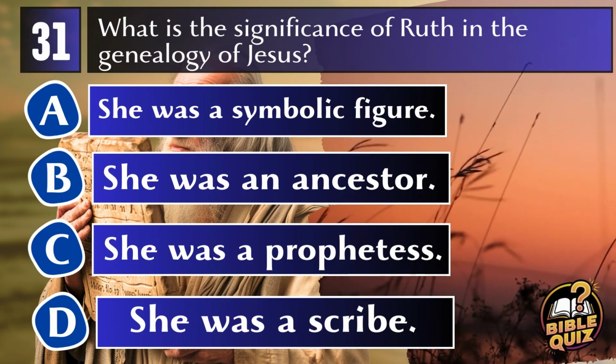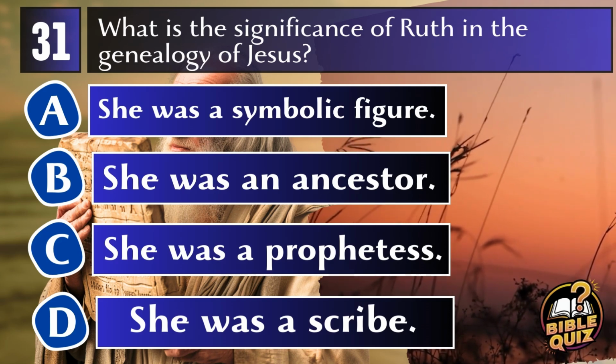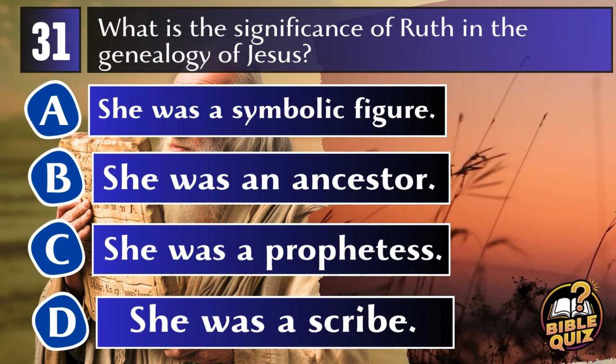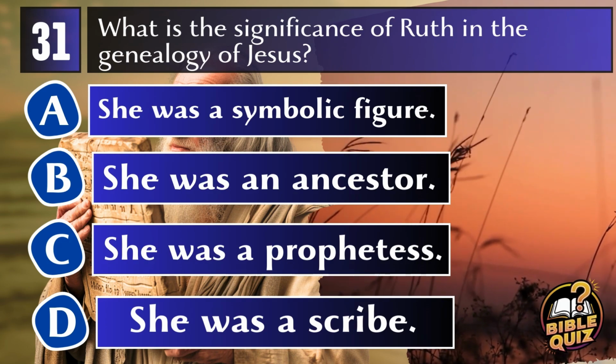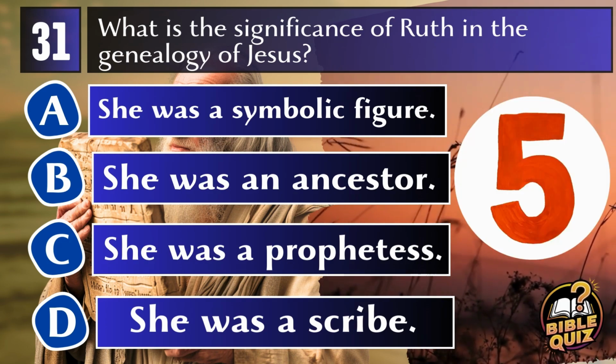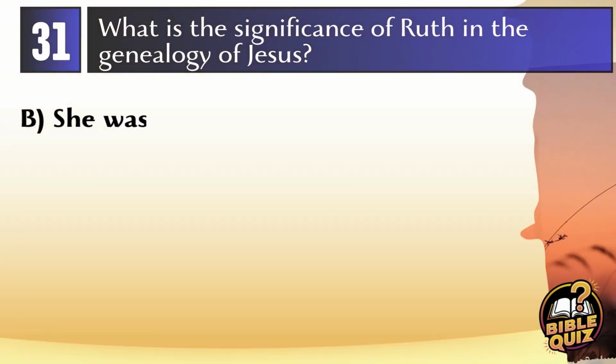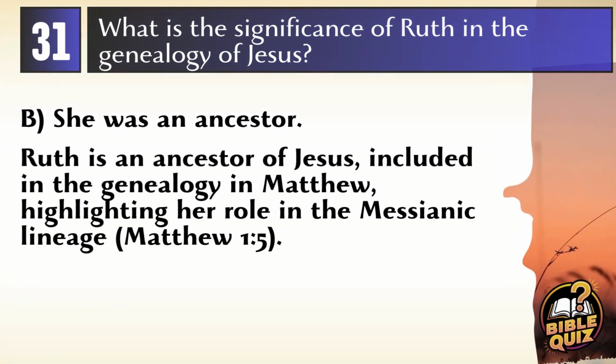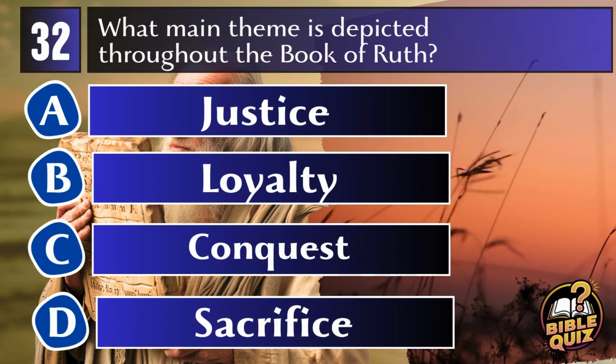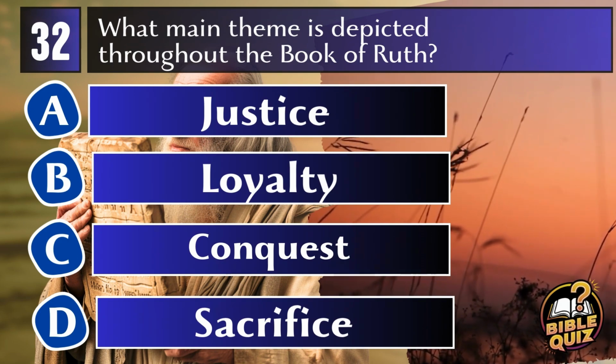A. She was a symbolic figure. B. She was an ancestor. C. She was a prophetess. D. She was a scribe. Answer. B. She was an ancestor. Ruth is significant in the genealogy of Jesus as she is listed as one of his ancestors in the Gospel of Matthew, highlighting her role in the messianic lineage. Matthew 1:5. Question 32. What main theme is depicted throughout the Book of Ruth?